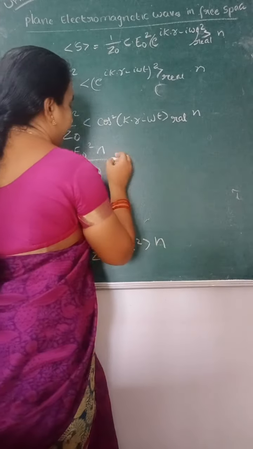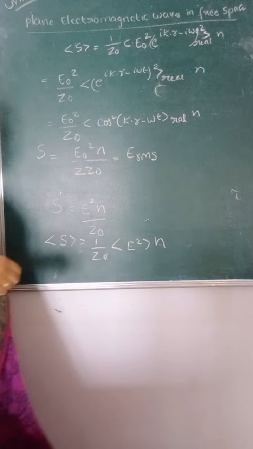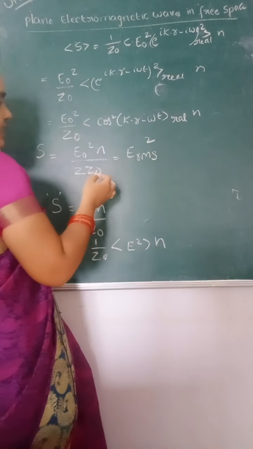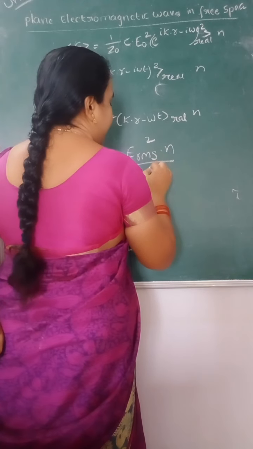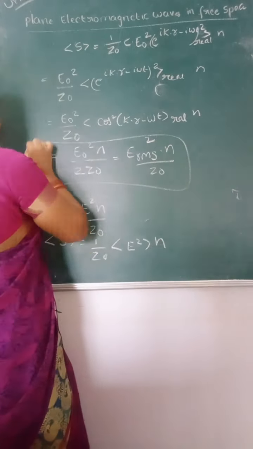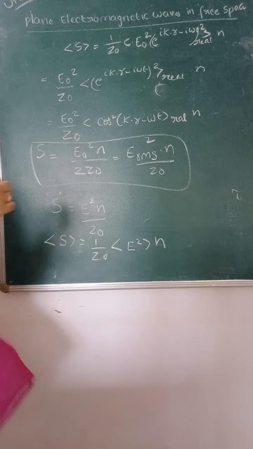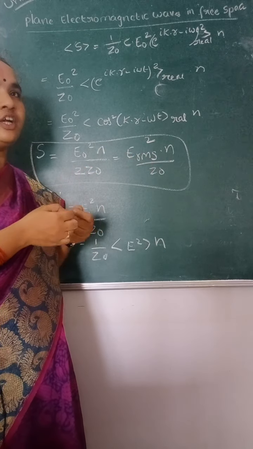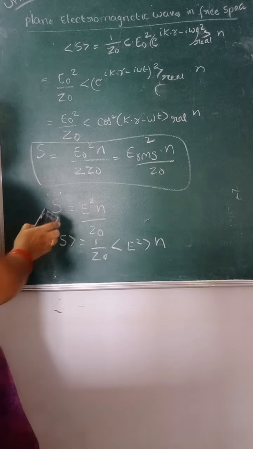This E naught square by 2 is called the E root mean square value squared, that is E RMS is E naught by root 2, multiplied by N by Z naught. So from this we conclude that the energy flowing per unit area and per unit time for a plane electromagnetic wave is along the direction of the unit vector. This is another assumption.